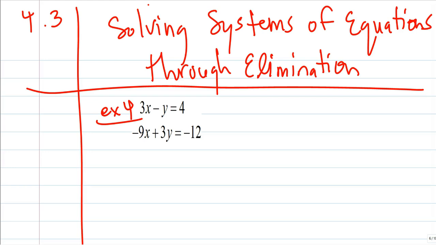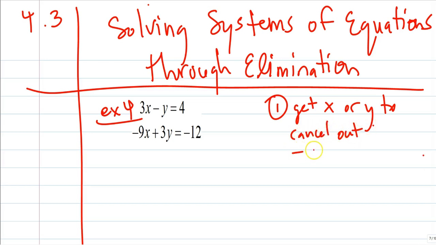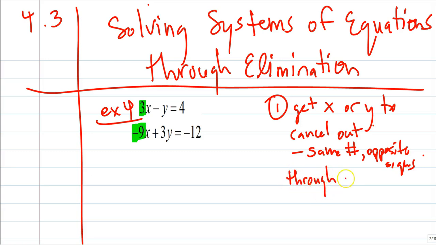Let's go ahead and jump right into it, because heck, why not? It's right here. So if I look at these two, remember step one for elimination is I need to get either x or y to cancel out. How does that happen? They must be the same number, but opposite signs. Currently, all of these are opposite, but they're not the same number. I could make them the same number. For instance, let's take the x's. I got a 3 and I got a 9. I could make the 3 and the 9 both into a 9. Oh, and we do this only through multiplication.